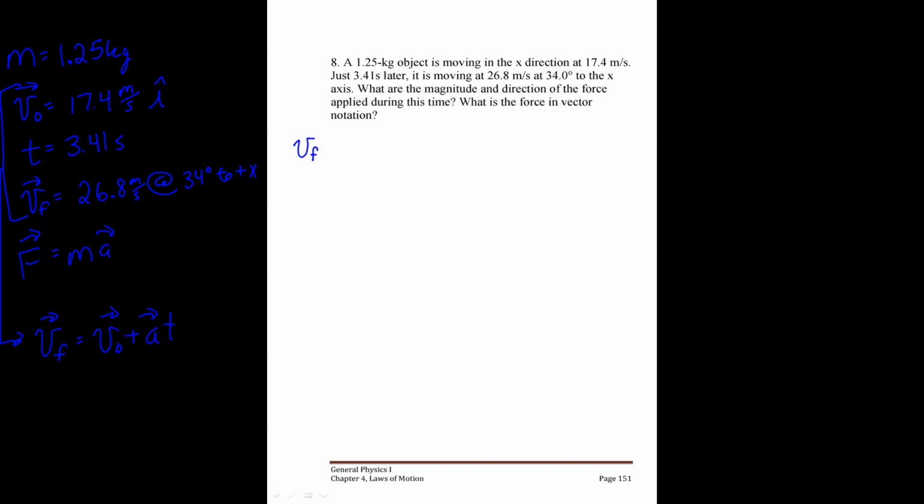So Vf is going to equal Vfx in the I direction plus Vfy in the j direction. That's going to be Vf cosine of theta, cosine of 34 in this case, in the I direction, plus Vf, I'll write in the number, 26.8 cosine of 34. Just to make sure you're not confused, I'm going to write in Vf here. This is 26.8. Oh, I'm sorry. This should be sine for the y component.